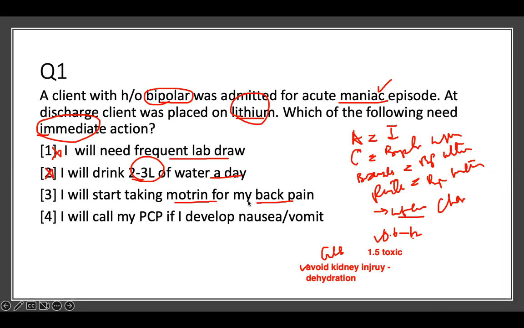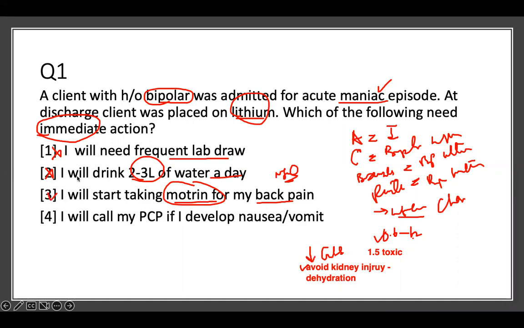"I will start taking Motrin for my back pain." You ask yourself, why Motrin for back pain? Why is this here? NSAIDs are always bad in your exams. When you see NSAIDs in your exams, it's really bad. Why? Because everybody has access to that, so we abuse it. We take it unnecessarily and we cause problems. Motrin causes injury to the kidney, and that will increase toxicity of lithium.